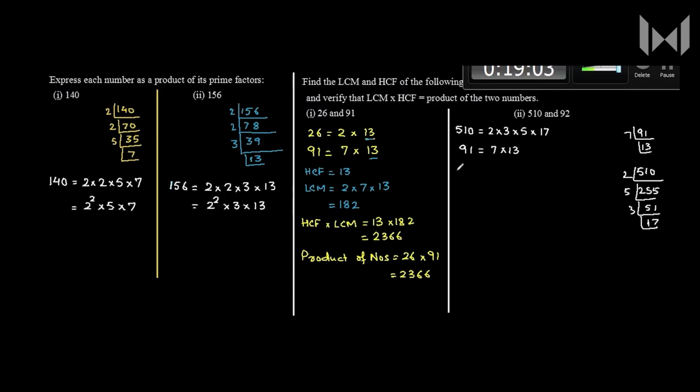Okay, so over here the HCF is 1 because there is nothing common in both, and the LCM then is the product of all these numbers. So 5 3s are 15, 2s are 30, into 17 is 510 into 91. So LCM basically is 510 into 91, and that is 46410.